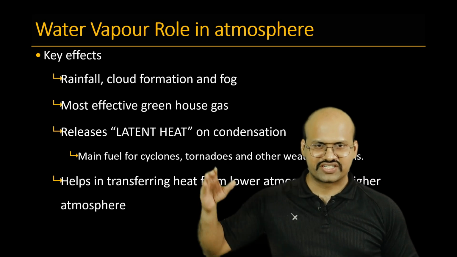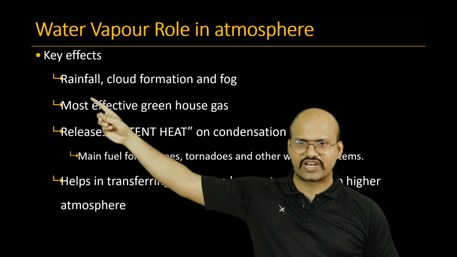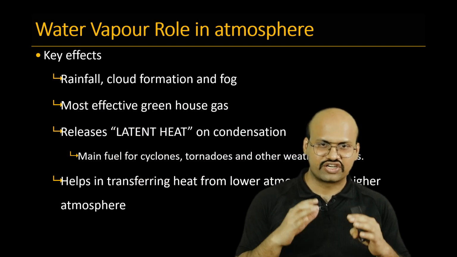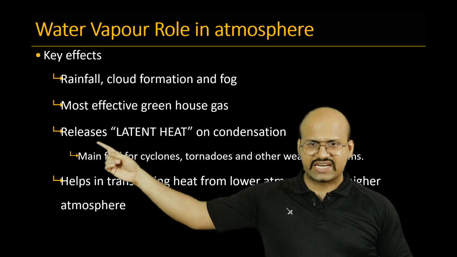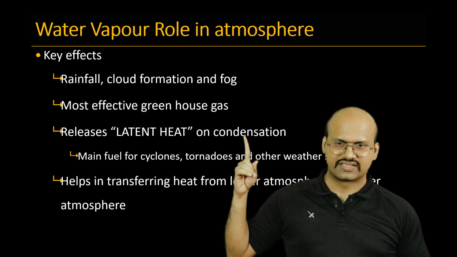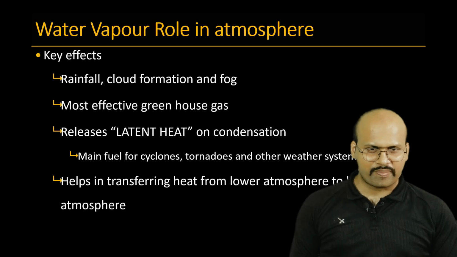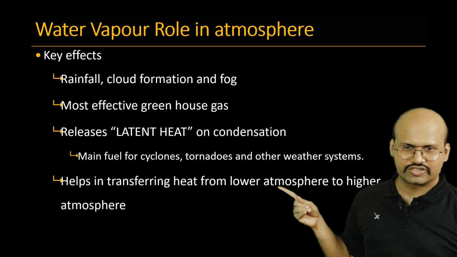So here we have listed the key features of water vapor which we have discussed. It helps in formation of rainfall, cloud and fog. It is also the most effective greenhouse gas, that is, it reduces the difference in temperature between night and day. It releases latent heat on condensation, so it helps in fueling cyclones and other weather systems, both tropical and extratropical cyclones. It helps in transferring heat from the lower atmosphere to the higher atmosphere.